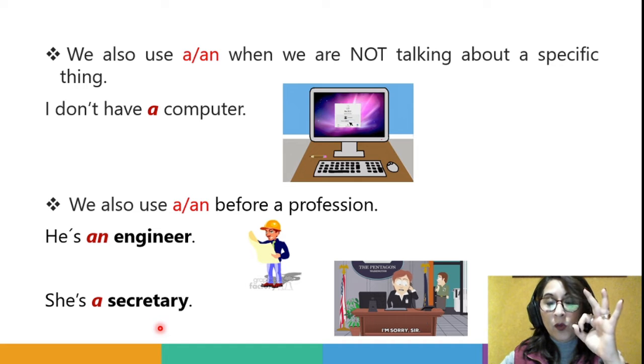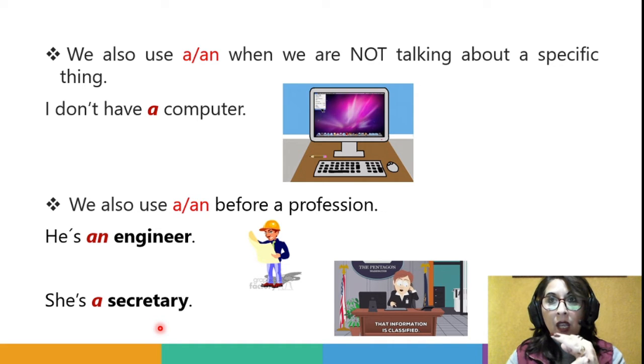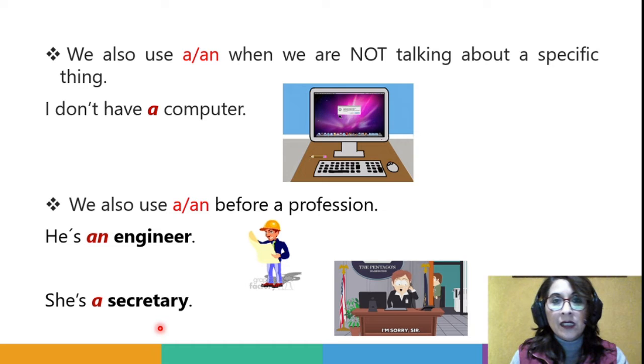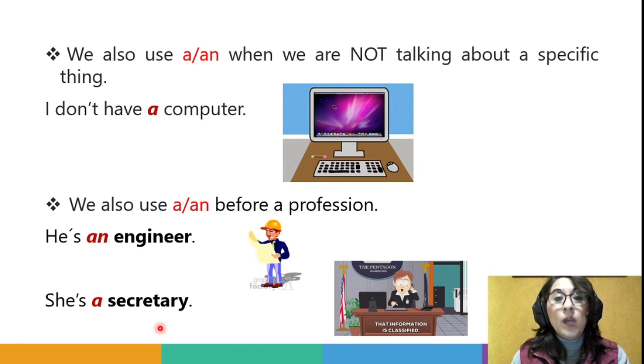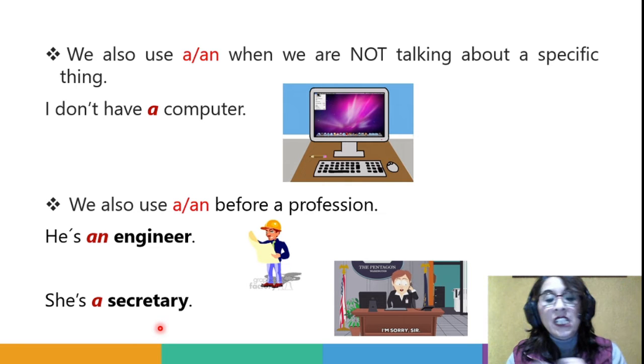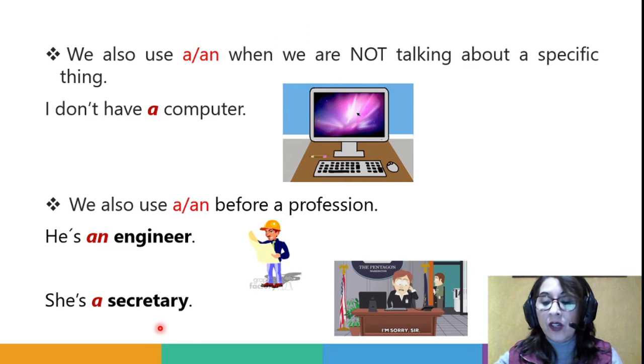Well, we have three rules. When you talk for the first time in the conversation, a cat, an apple. When you are not talking about a specific thing, I don't have a computer. Also, when you are using a profession, before a profession, an engineer, a secretary.